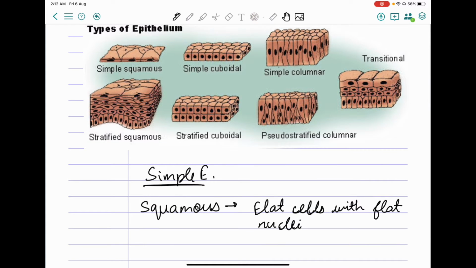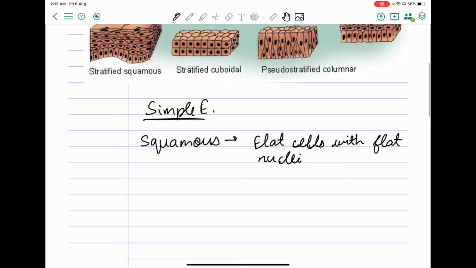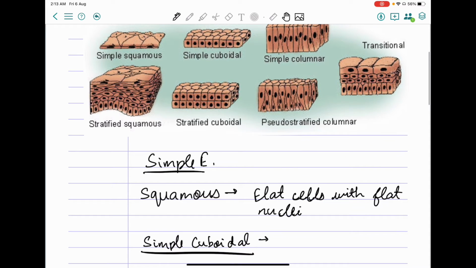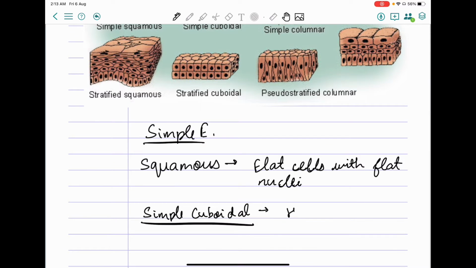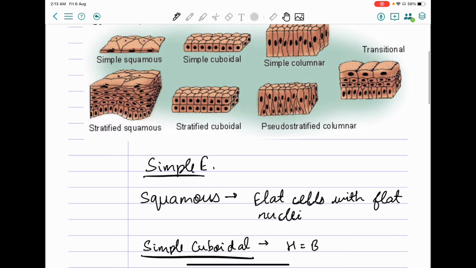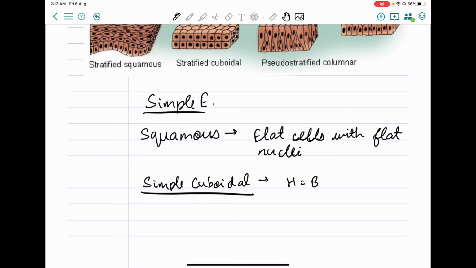So what is the next type? That is simple cuboidal. In simple cuboidal, height is equal to breadth. You can see here, it is square shaped, and height is equal to breadth, with a central spherical nucleus. Their nucleus is spherical.